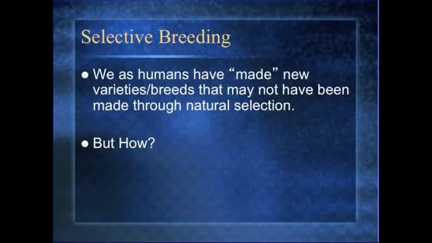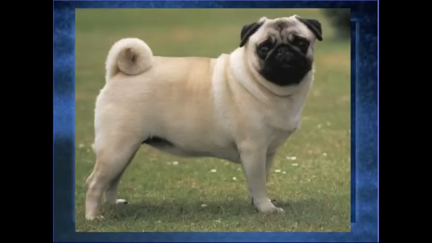So we as humans have made new varieties or breeds that may not have been made through natural selection. How we do that is by simply choosing traits and breeding two organisms that have those traits to get offspring with those specific traits.